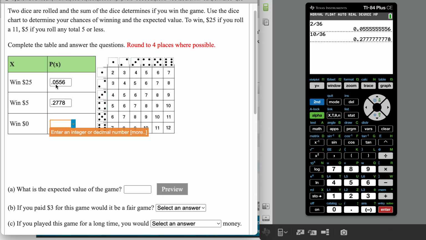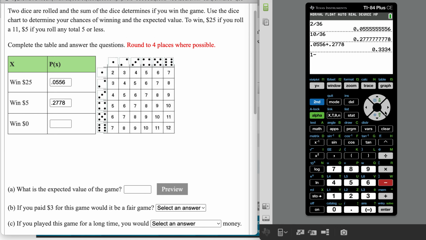Now, because this is a probability distribution, all the other ways that are left in this chart that we haven't counted yet is going to be what's left over down here. So the probabilities should total to 1. So if I take 0.0556 and add it to 0.2778 and subtract that from 1, what's left over is going to be winning nothing. So that's 0.6666.